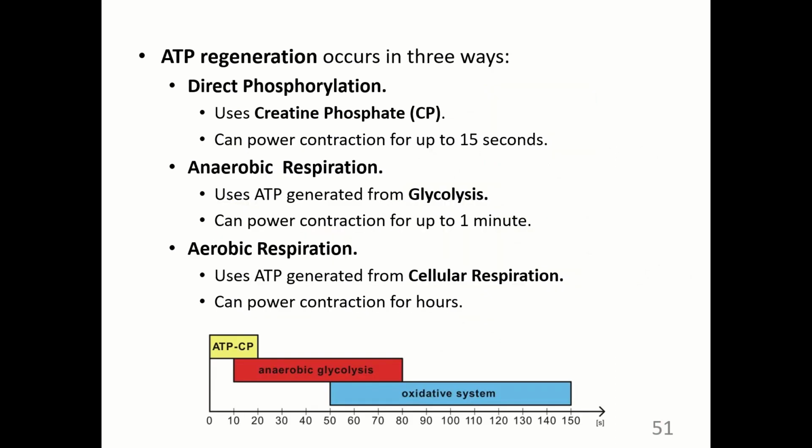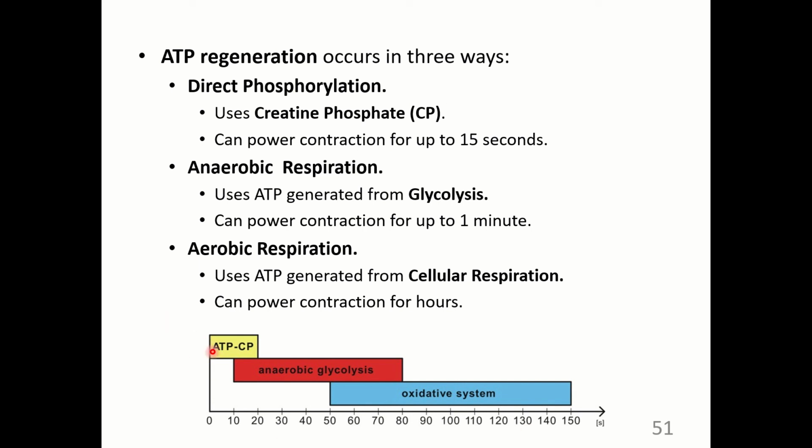So ATP regeneration occurs in 3 ways: direct phosphorylation, anaerobic respiration, and aerobic respiration. During direct phosphorylation, creatine phosphate is used and can power contraction for up to 15 seconds. During anaerobic respiration, glycolysis is used to regenerate ATP and can power contraction for up to 1 minute. Glycolysis is the breakdown of glucose, and it occurs in the cytoplasm. The mitochondria is not needed for anaerobic respiration. Aerobic respiration generates ATP from cellular respiration in the mitochondria, and it can power contraction for hours.